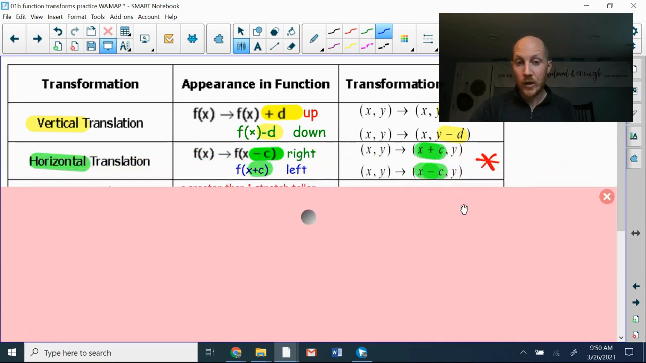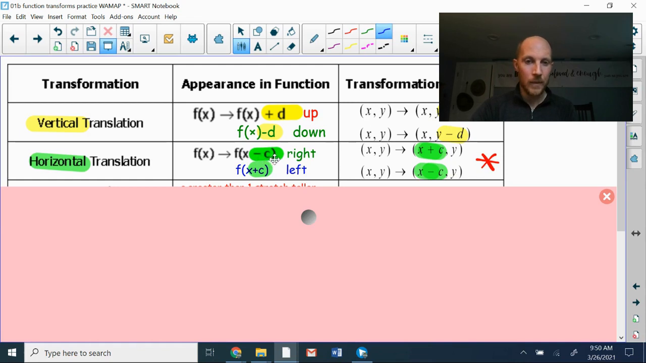Okay, for a horizontal translation, to slide that graph either left or right, we're going to see a minus c or a plus c inside the function notation parentheses. If it says minus c in the function notation, that's actually going to move the graph to the right. If it says plus c, it's going to move it to the left by c spaces. And again, you see the first of the red asterisks here.